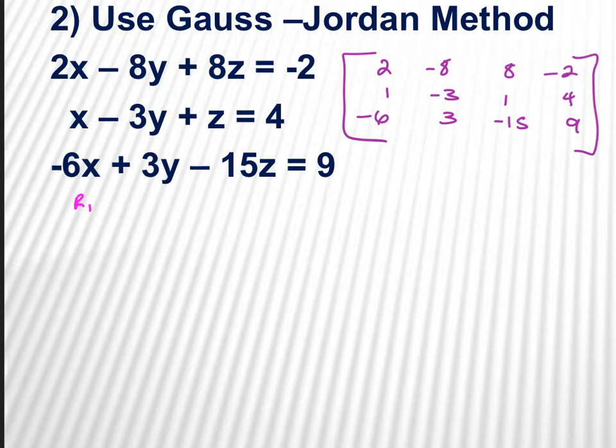Switch row 1 and row 2. Get that 1 at the top. So you'd end up getting 1, negative 3, 1, 4, 2, negative 8, 8, negative 2, negative 6, 3, negative 15, 9.